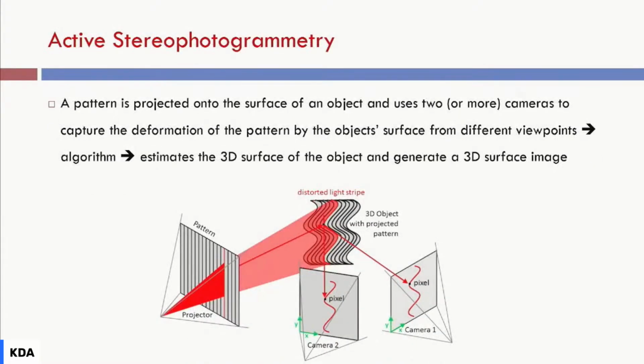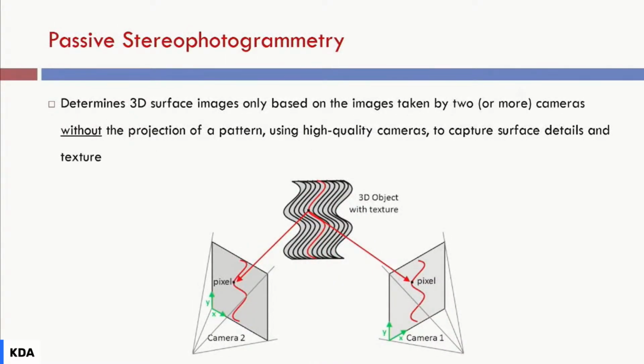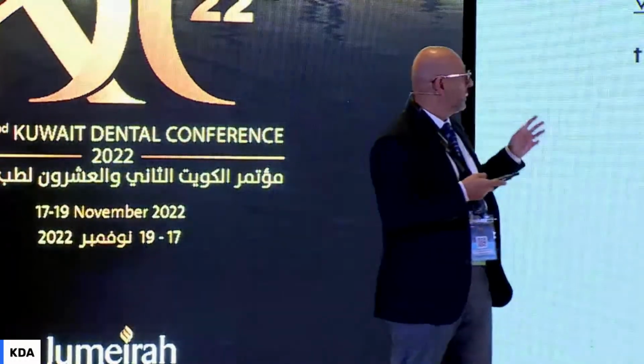So active photogrammetry is a pattern. When you project a picture, you have two cameras simultaneously capturing those images or the deflected lights. And there is something called passive stereophotogrammetry, where you have high-resolution cameras without a source light coming in from a projector, and based on the resolution of the multiple cameras, you have an algorithm that combines all of them to come up with a final image.